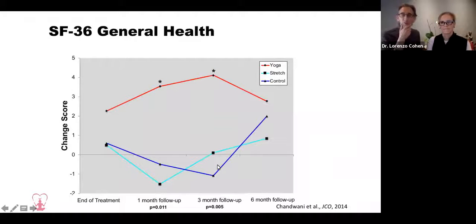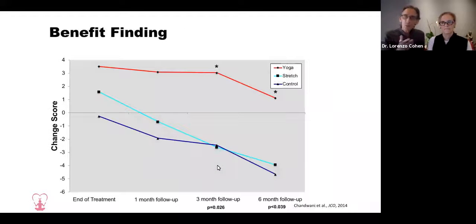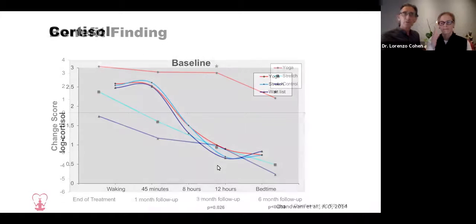Another measure of quality of life, their report of their overall general health. To me, probably one of the most important measures, as Alison was talking about, in some sense, the core values: ability to find meaning in the illness experience. We see it is higher in the yoga group than it was at study entry throughout the time period, where we see it decreasing over time in the other two groups.